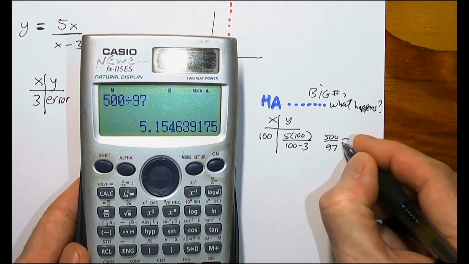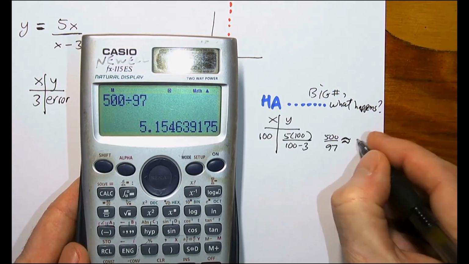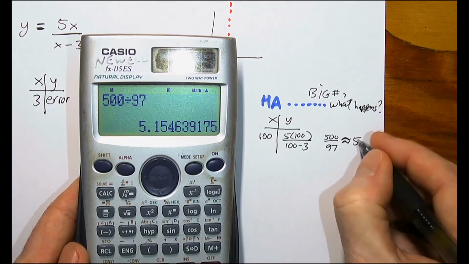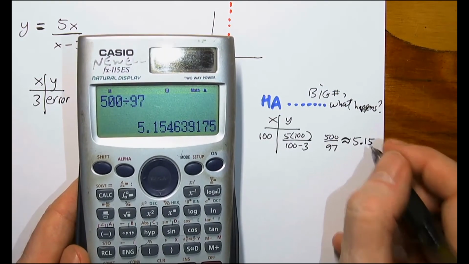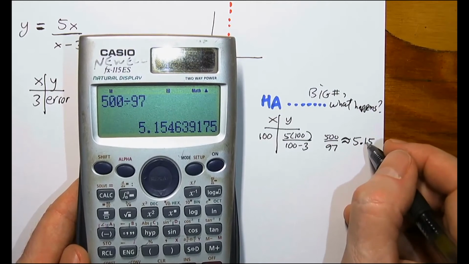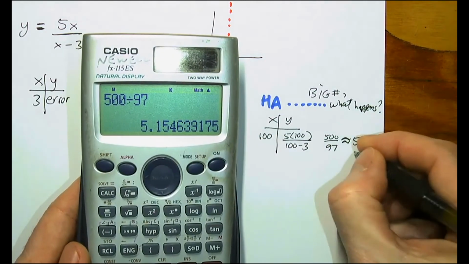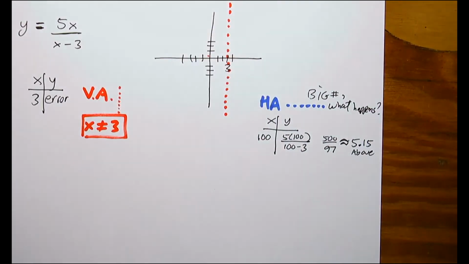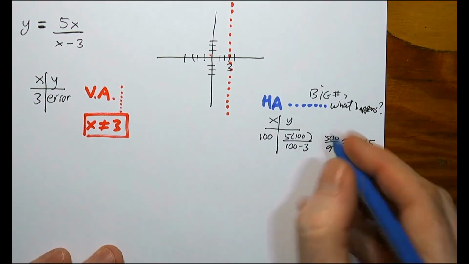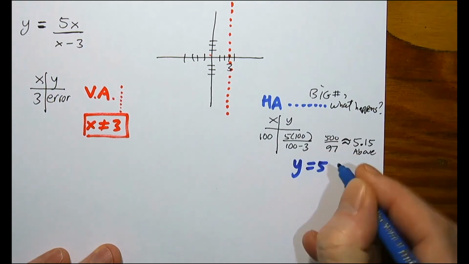Okay, I get about 5.15, right? Doesn't have to be perfect. So we're headed to about 5, aren't we? In fact, I'm a little bit above, aren't I? I like to make a note of that. So the horizontal asymptote is at y equals 5.